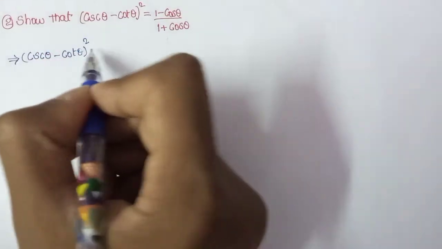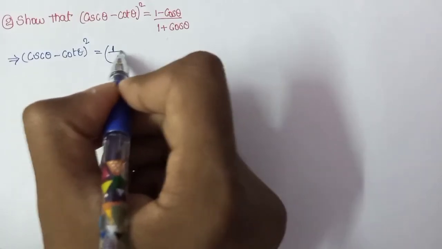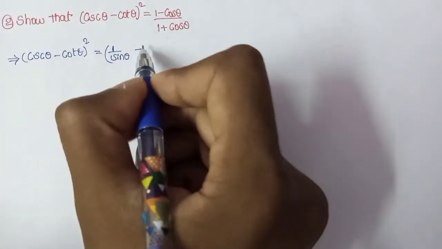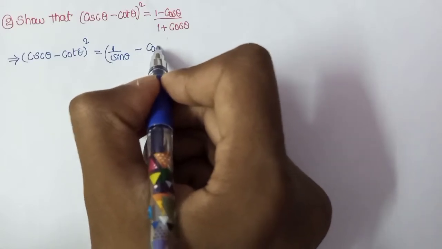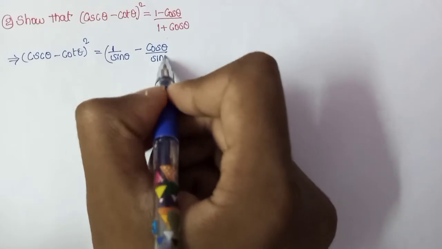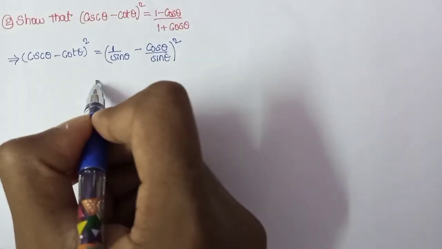This is what they have given, which is equal to what? What is cosec theta? Cosec theta is equal to 1 by sin theta. This we know. What is cot theta? Cot theta is equal to the reverse of tan. Sin theta by cos theta is tan theta, and the reverse of that is cos theta by sin theta, whole square.